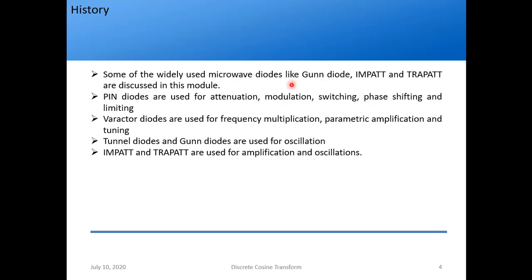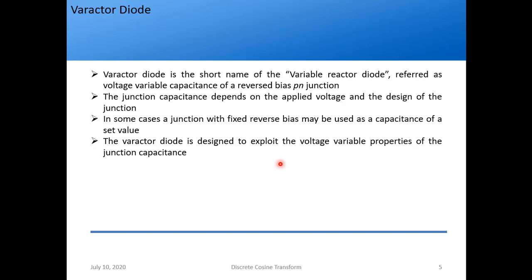What we studied here is mainly the Gunn diode, IMPATT and TRAPATT diodes. PIN diodes are used for attenuation, modulation, switching, phase shifting and limiting. Varactor diodes are used for frequency multiplication, parametric amplification and tuning. Tunnel and Gunn diodes are used for oscillation, while IMPATT and TRAPATT diodes are used for amplification as well as oscillations.